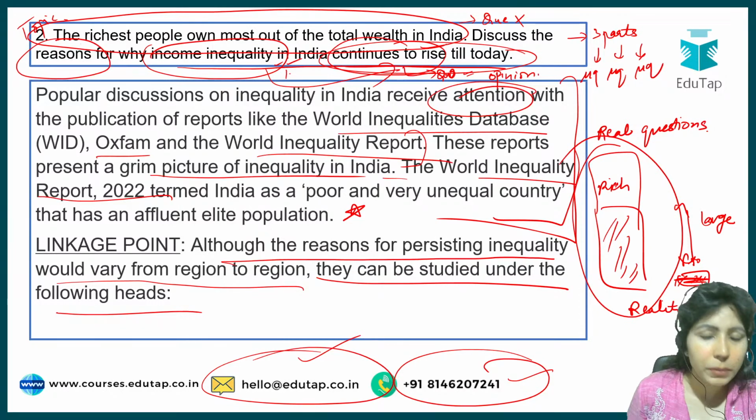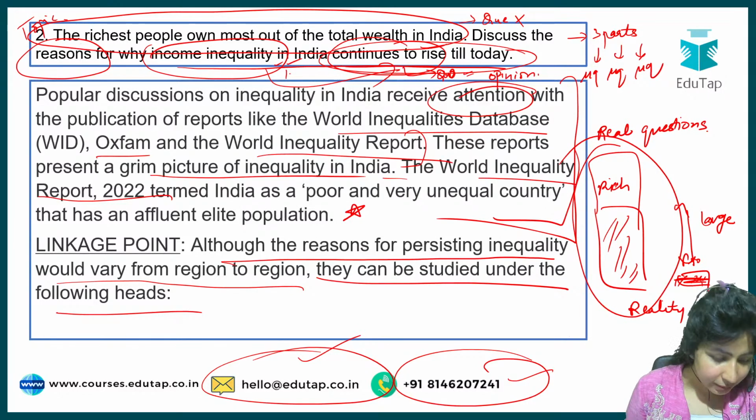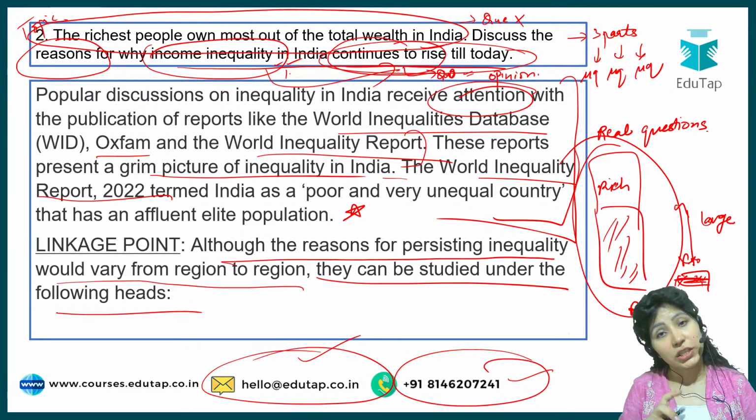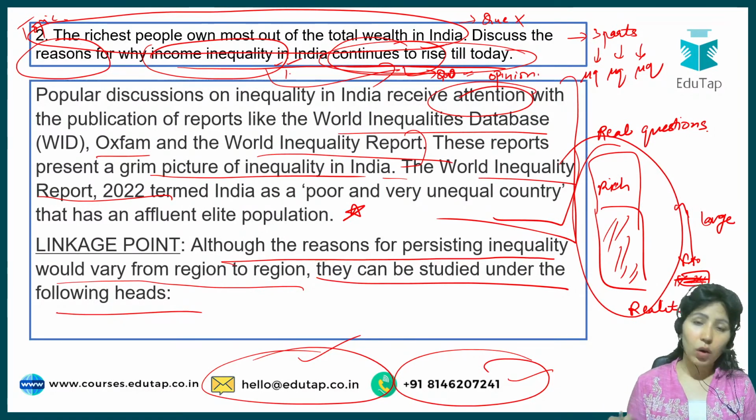Diversification and income opportunities. Opportunities are not available in all the areas. So yes, concentration of resources in few areas. That is right, and concentration of jobs in just a few areas. If you have to have a good paying job, you need to move to metropolitan cities or to urban areas.